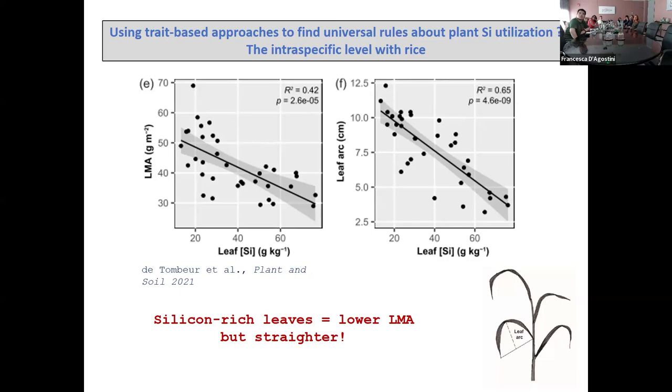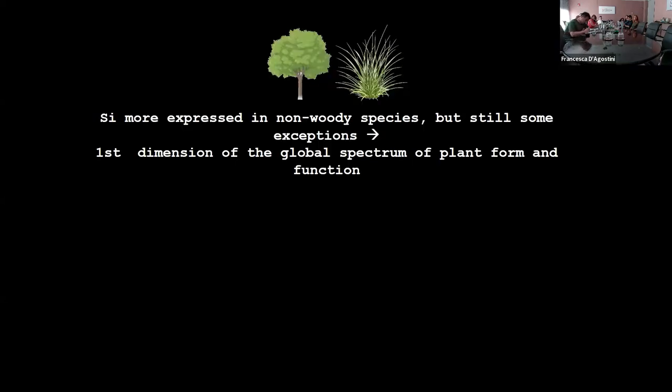This is the leaf arc. We found that silicon concentration was very well correlated to the leaf arc. So when you have high silicon concentration, your leaf is going to be straight. And when you have low silicon concentration, your leaf is going to be much less straight. So it was quite clear in this paper. Silicon is more expressed in non-woody species, but still with some exceptions. So that's why it's expressed on the fourth dimension of the global spectrum.